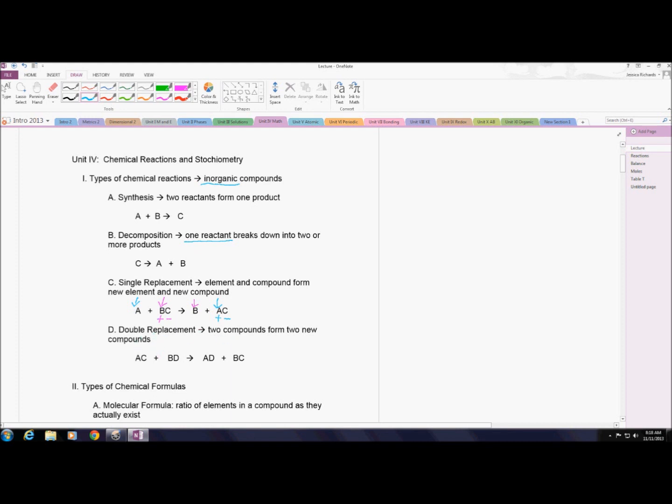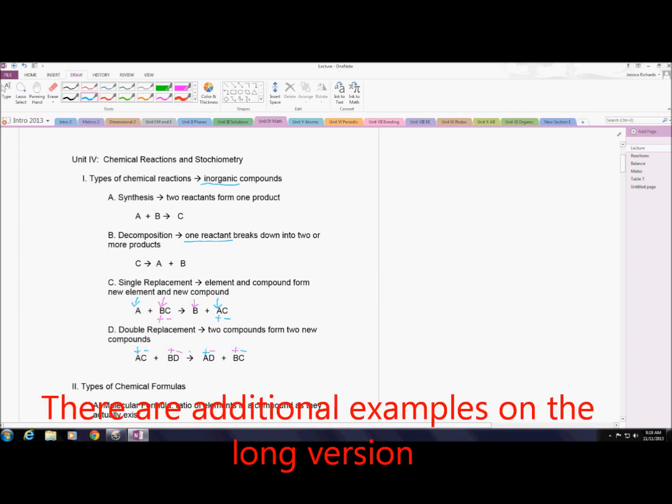2 compounds make 2 compounds. So if I look at this one, the A must be positive and the C must be negative, and I look at the second one, the B must be positive and the D must be negative, the only choices that I have for compounds over here are AD and BC. I can predict that because I can't put the A and the B together because you can't put 2 positives together. Like charges repel, opposite charges attract. So we just flip-flop the positive ions. 2 things are getting replaced. 2 compounds make 2 compounds.